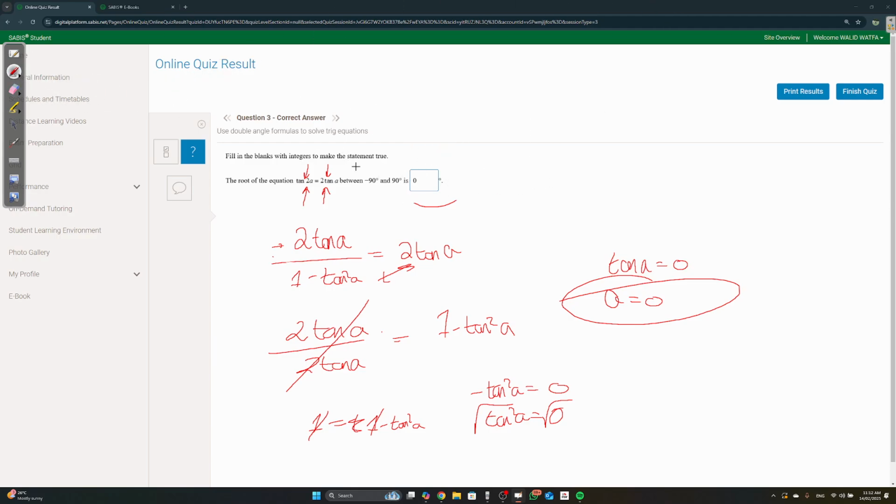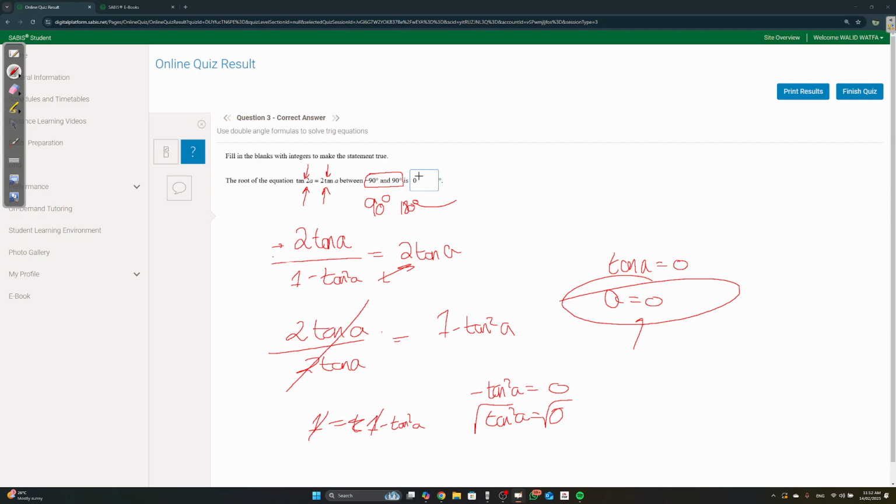One thing you need to be aware of is this domain here. You got that a is equal to 0. What if they change the domain from, I don't know, let's say 90 and 180 degrees? Will the 0 degrees work now? No, of course it won't. Why not? Because it's not in the domain. So what did I tell you for tan?